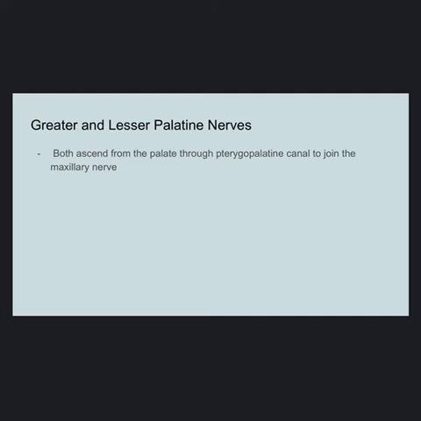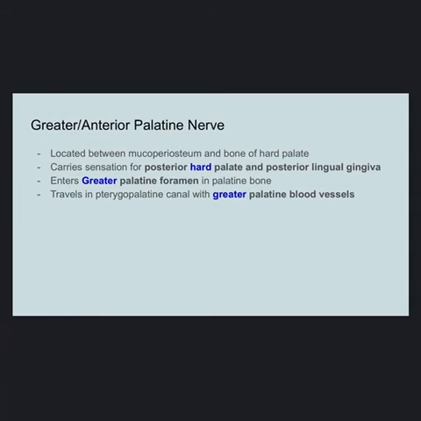The greater and lesser palatine nerves, both of these ascend from the palate through the pterygopalatine canal to join the maxillary nerve. So the greater anterior palatine nerve is located between the mucoperiosteum and the bone of the hard palate. It carries sensation for the posterior hard palate and the posterior lingual gingiva. It enters the greater palatine foramen and it travels in the pterygopalatine canal with the greater palatine blood vessels.